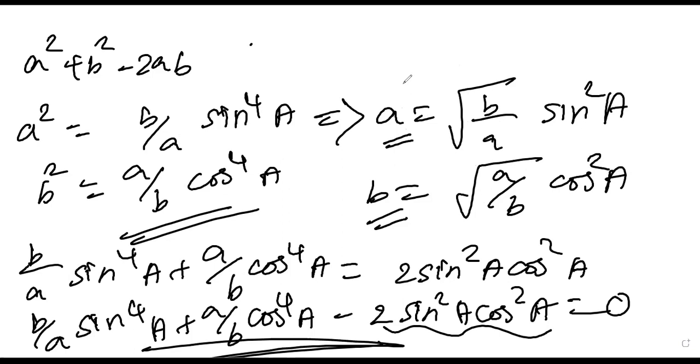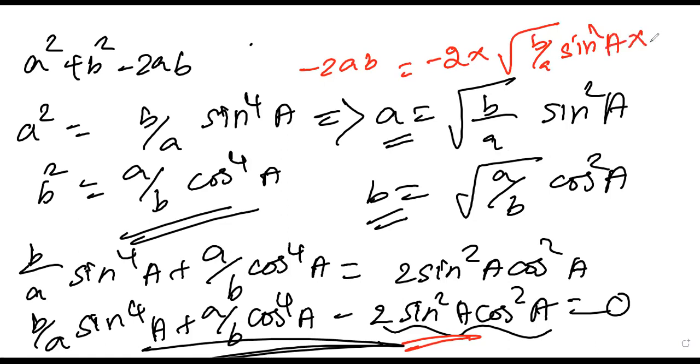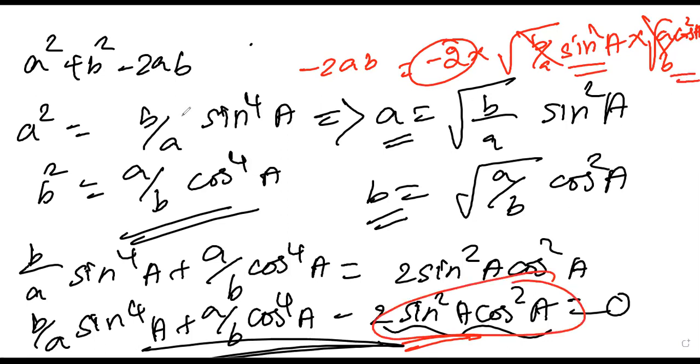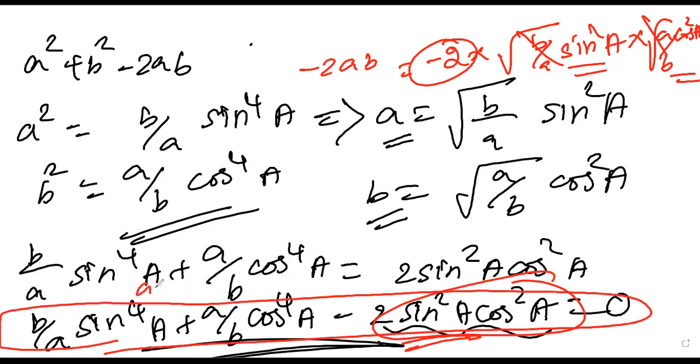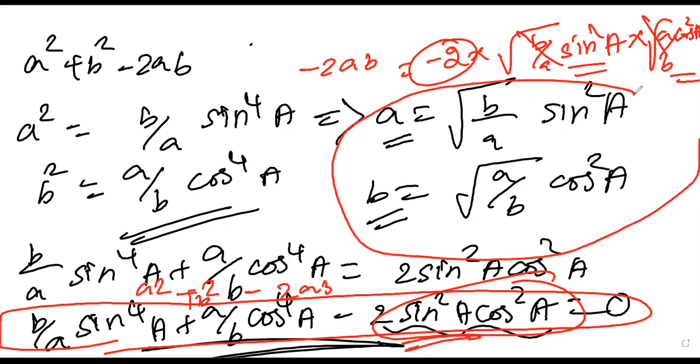This is your a and this is your b. Let's check whether −2ab is this or not. It's −2 times the square root of b/a sin²A into the square root of a/b cos²A. b/a will cancel out each other. Minus 2 sin²A cos²A. You are having the same thing, which means the last line resembles the expansion of a² + b² − 2ab. So now we also know what is a and b. So you just have to write this in the (a − b) whole square format. Okay.